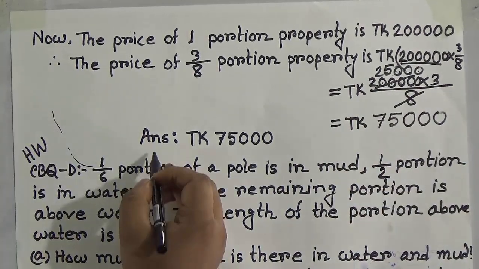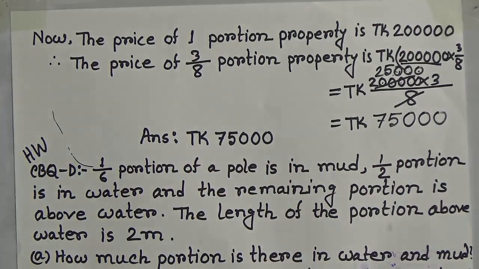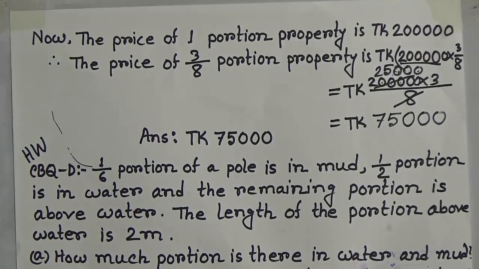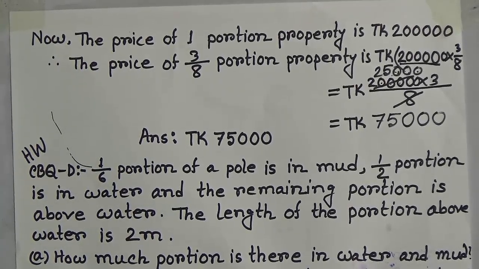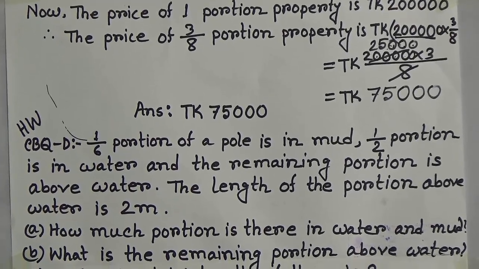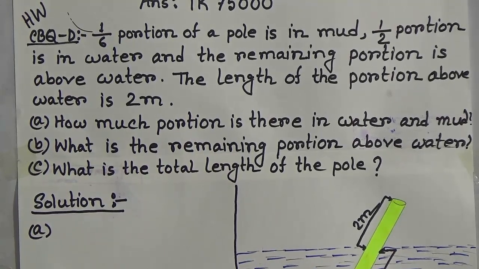Okay. So the answer is 75,000 taka. That means we can say each child gets the amount of 75,000 taka. So our first CBQ is done. Now we shall solve our second CBQ, which is your SW. I will discuss this CBQ shortly.